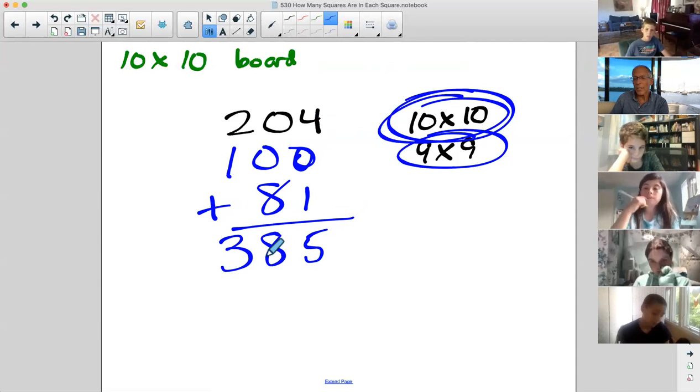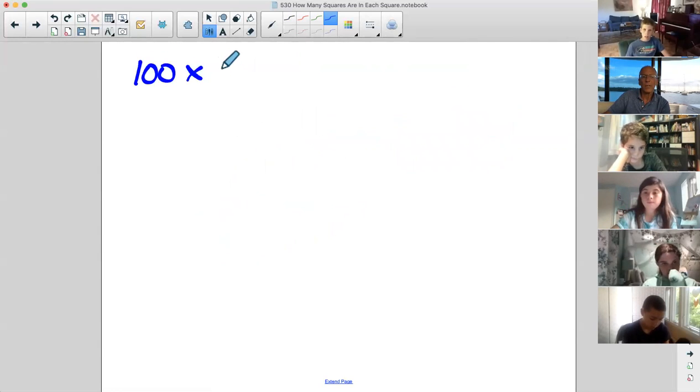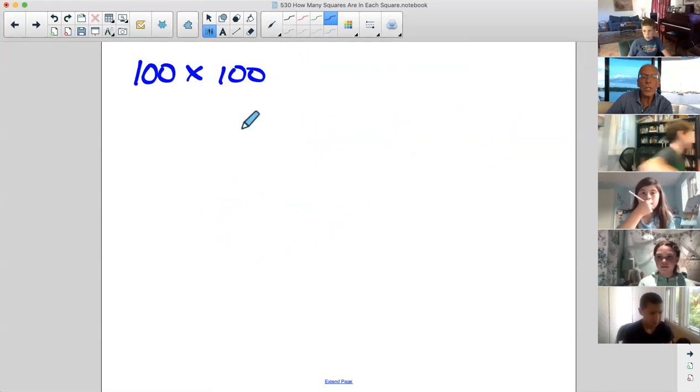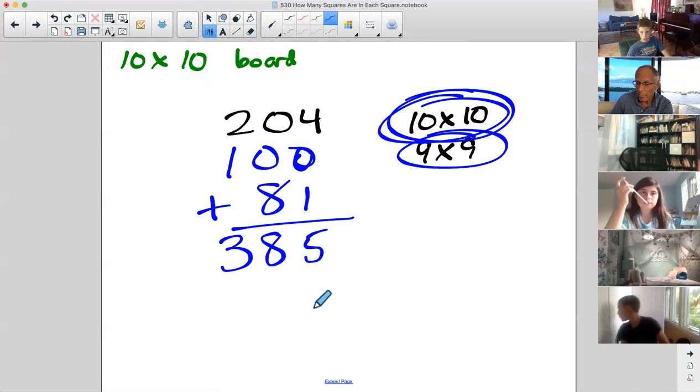Are you ready for the next challenge? What about a 100 by 100? Omer's going, just multiply 385, no way. Couldn't you just multiply the 385 by 10? You can multiply it by 10, but that's going to give you a very small number compared to the answer, I believe. Now, would you guys like to see something very cool?